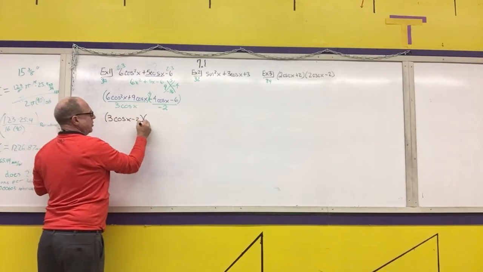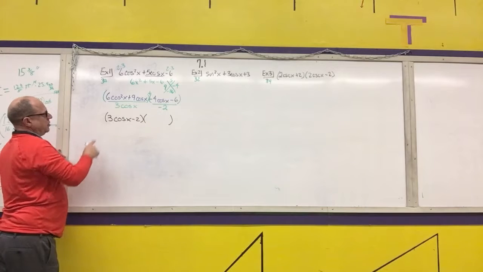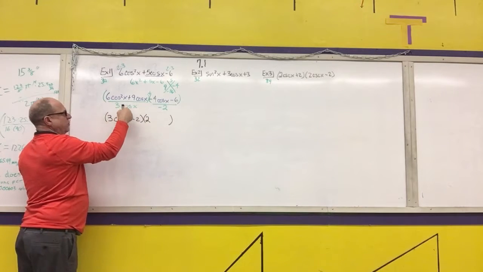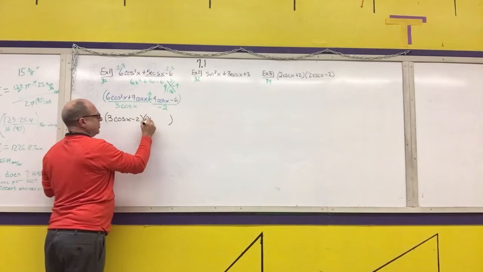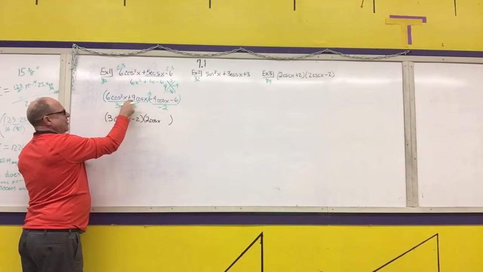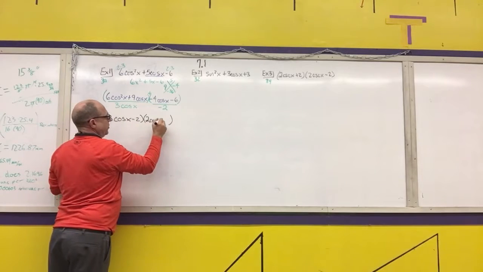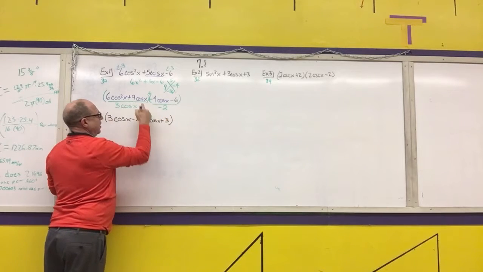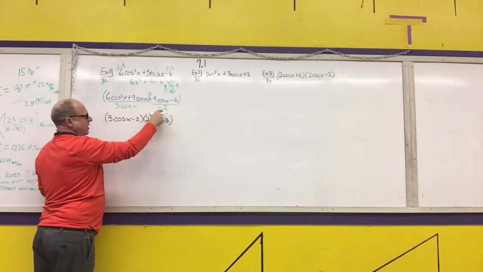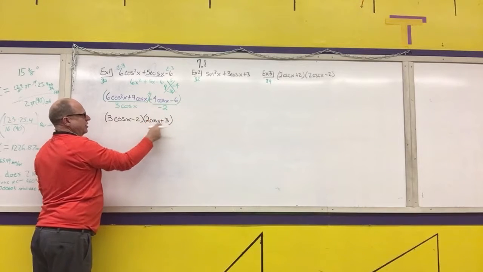And my second term would be to do the division. 6 divided by 3 is 2. Cosine squared divided by cosine is cosine. 9 divided by 3 is 3. And cosine divided by cosine is 1. Check the math. Negative 4 divided by negative 2 is 2 cosine x. Negative 6 divided by negative 2 is positive 3.